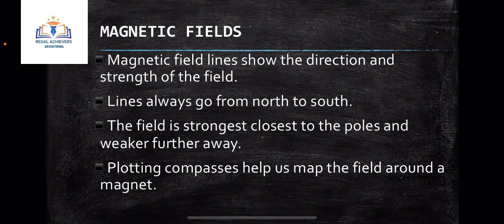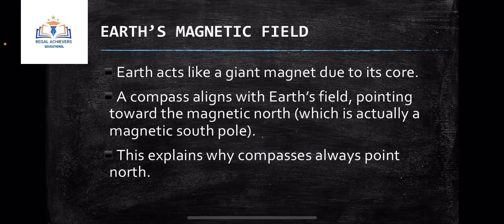Magnetic fields. Magnetic field lines show the direction and strength of the field. It helps you to know whether it's going in the clockwise direction, where it's moving from, where it's going to. Lines always go from north to south, and the field is strongest closest to the poles and weaker further away. When you place it far away from the magnet, it gets weaker, but when it is closer, it gets stronger. So plotting compasses will help you to map the field around the magnet.